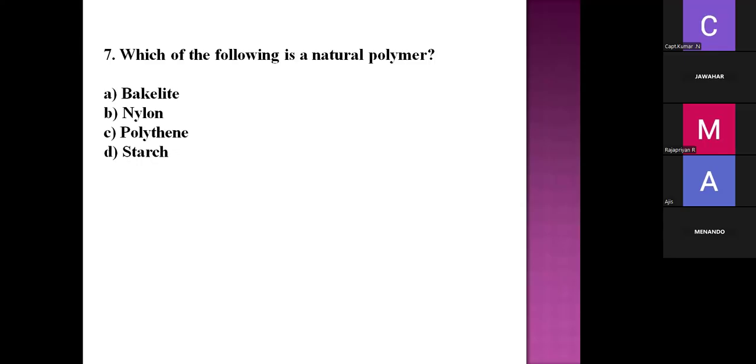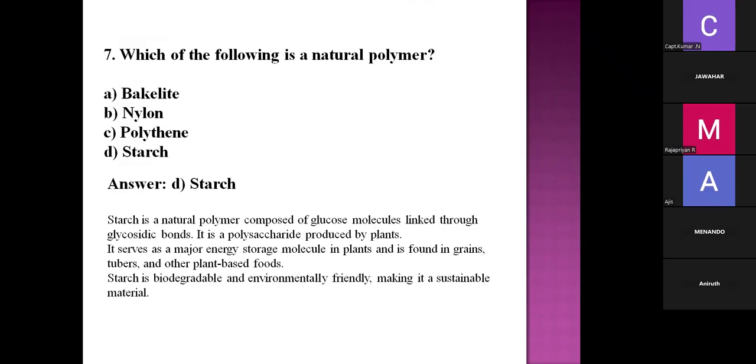Which of the following is a natural polymer? A. Bakelite, B. Nylon, C. Polythene, D. Starch. What is the correct answer? Does anybody know? Which of the following is a natural polymer? A. Bakelite, B. Nylon, C. Polythene, D. Starch. Answer D, starch, is the correct answer.